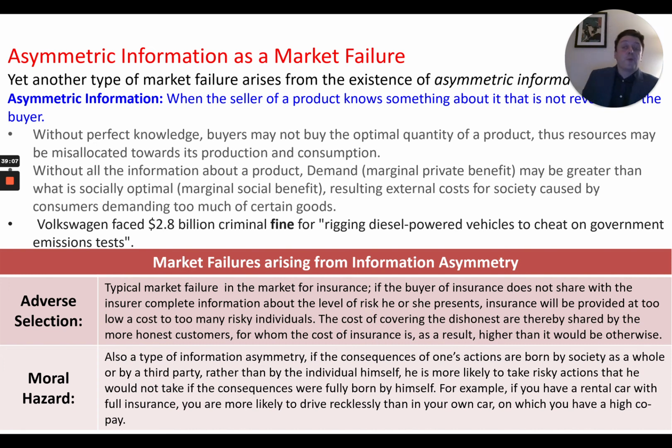Okay, and then finally we've got moral hazards, which is another type of information asymmetry. If the consequences of one's actions are borne by society as a whole or by a third party, he or she is more likely to take risky actions than he would have done if they're fully borne by himself. For example, if you've got a rental car with full insurance, you're more likely to drive recklessly than if you have a high copay, as I said. So adverse selection and moral hazard are very overlapping, but very interesting types of asymmetry.